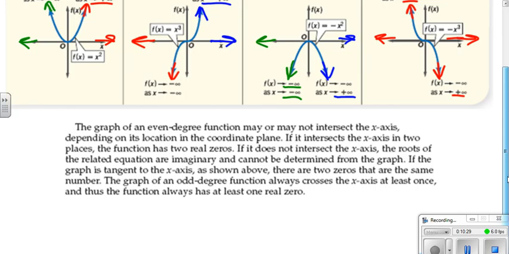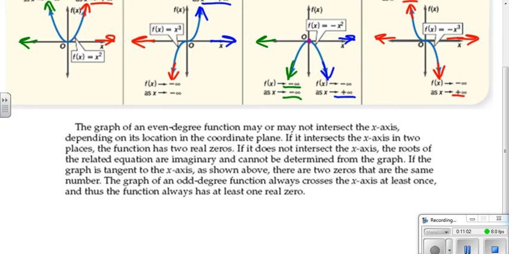So the graph of an even degree function may or may not intersect the x-axis, depending on its location in the plane. If it intersects the x-axis in two places, that means it has two real zeros. If it does not intersect the x-axis, the roots of the related equation are imaginary, and they cannot be determined from the graph. If the graph is tangent to the x-axis, as shown above, like in this case here, you see it touches just one point, it's tangent to the x-axis, then there are two zeros that are the same number.